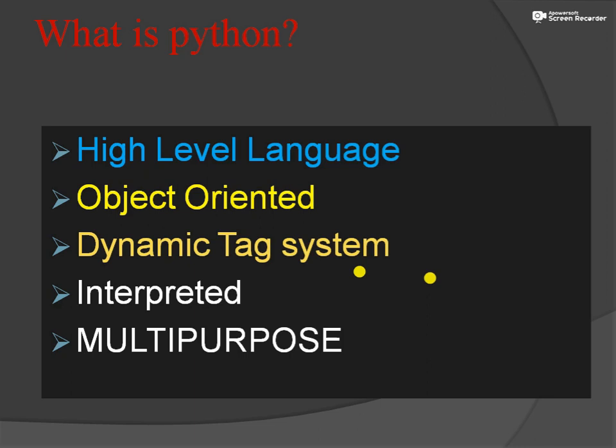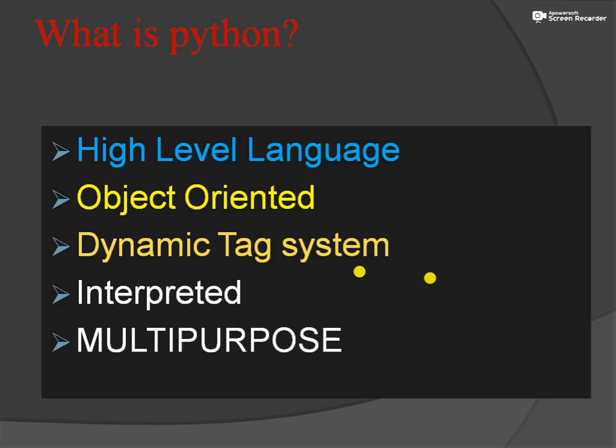Third, dynamic tag system. In Python, dynamic tag system and automatic memory management system already exist. Because of it, the maintenance of program and the deployment is so economical.